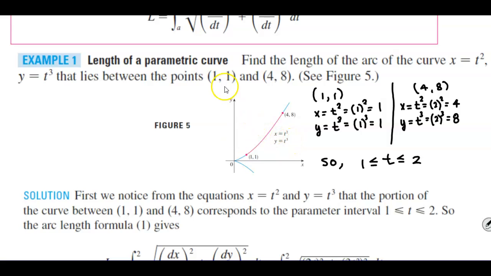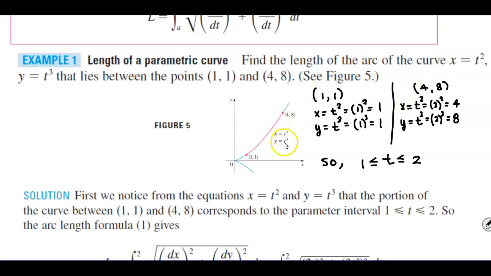Now, we need to find out what those points are from a to b. In order to do that, we need to plug in our points here. We know that x is 1 and y is 1. So if we plug in 1 and square it for the x variable, 1 squared is 1. If we put in 1 for y and cube it, we get 1 cubed, which is 1. So we know that we're starting at t equals 1. And then for the other coordinates, we're going to get 4 and 8.